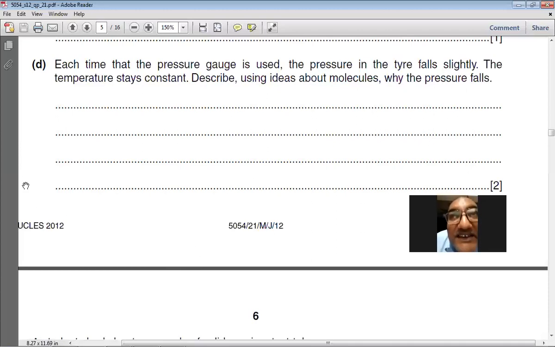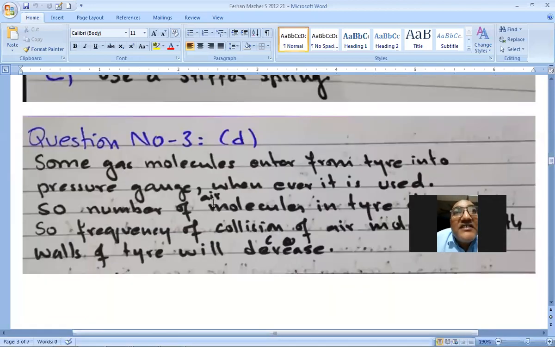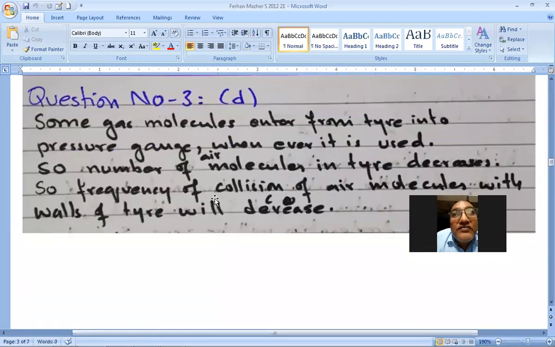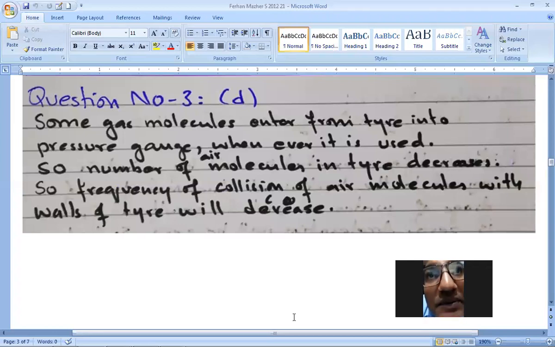I've written this answer. Let's see what I've written. Some gas molecules enter from the tire into the pressure gauge whenever it is used. So the number of air molecules in the tire decreases. So the frequency of collision of air molecules with the walls of the tire will decrease. So that's the reason why the pressure of the air inside the tire decreases every time you use this gauge. I hope that you have understood.